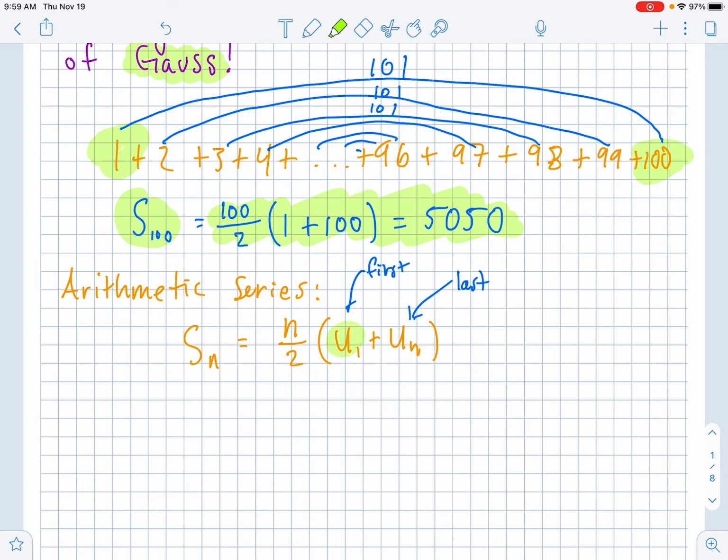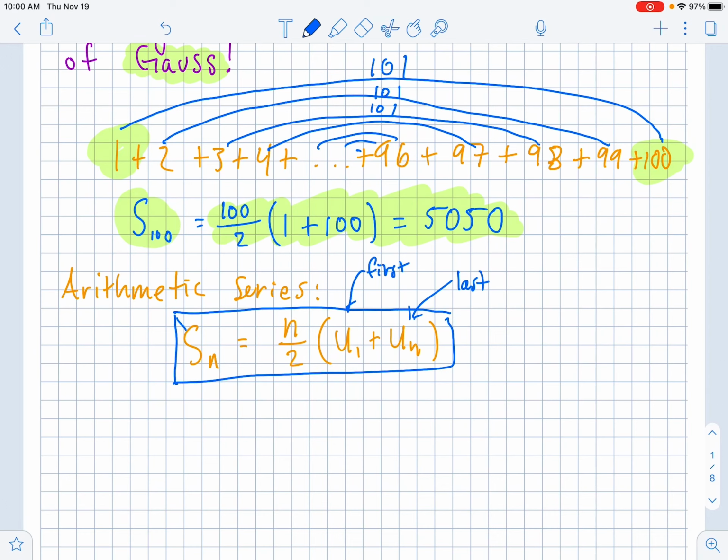So first term plus last term, and there's n over 2 pairs. If you have n things being added together divided by 2, that's how many pairs you have. So this is one formula. So let's put a little box around it. This is one way to do an arithmetic series.